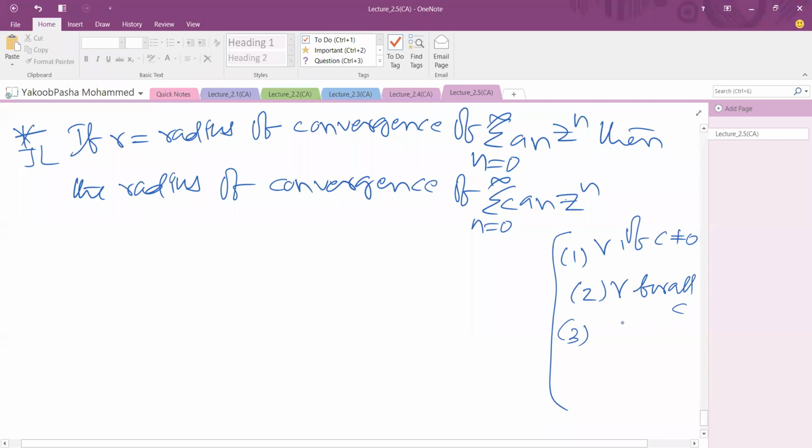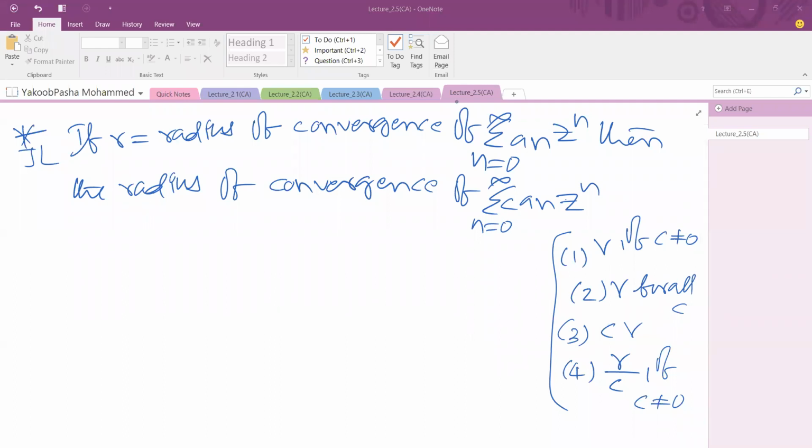Third option, c into r. Fourth option, r by c, if c is not equal to 0. These are the 4 options we have. Now we can check which one is correct.